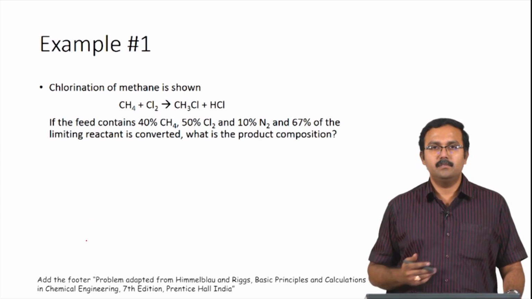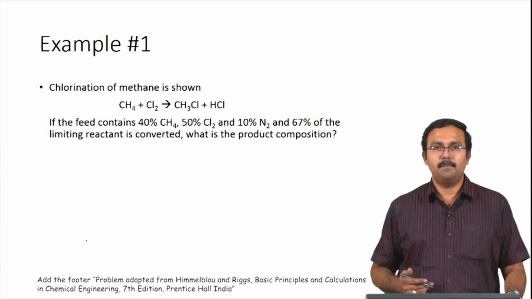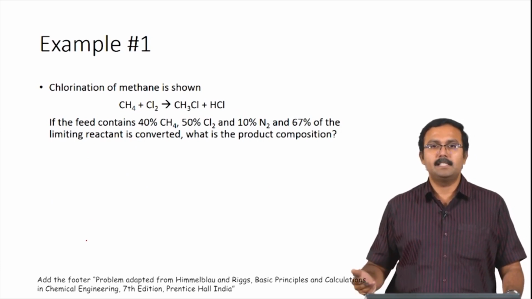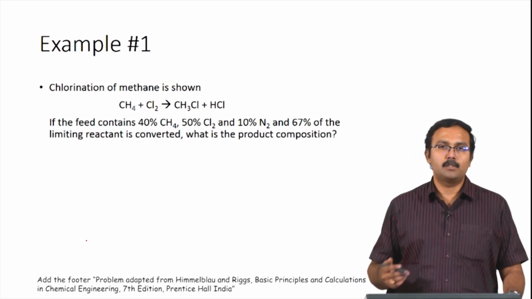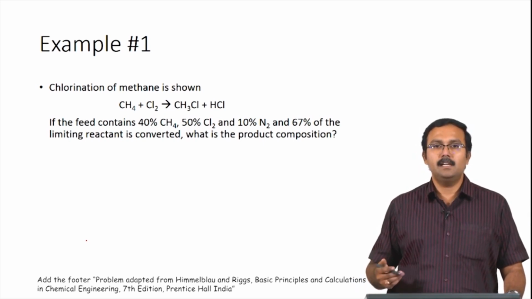Now that we have the fundamentals, let us look at this example problem. Chlorination of methane is given by the reaction methane plus chlorine giving CH3Cl plus HCl.